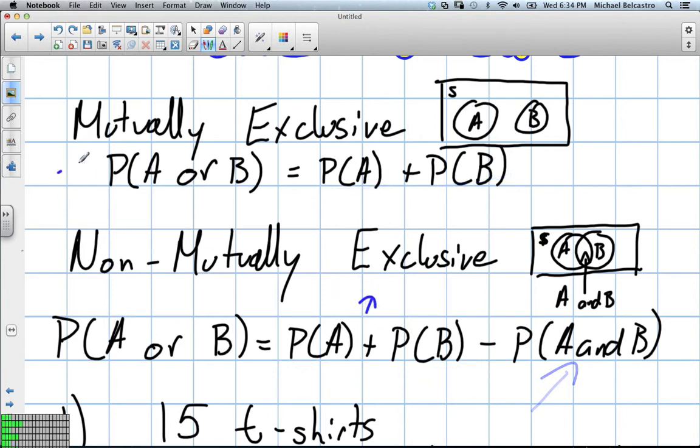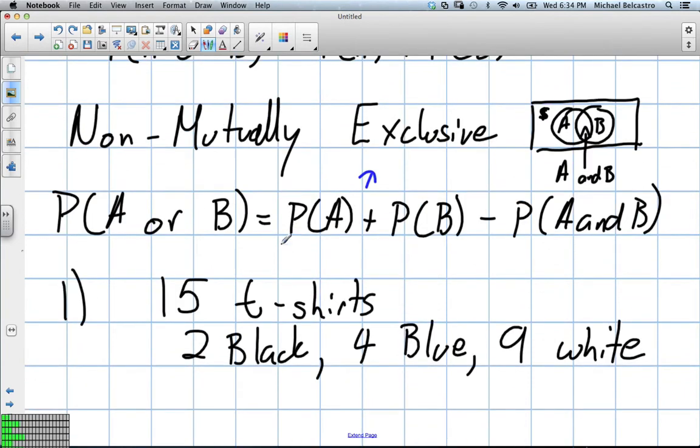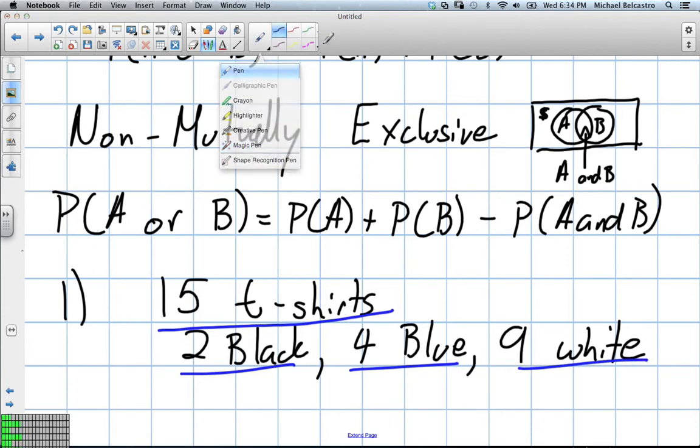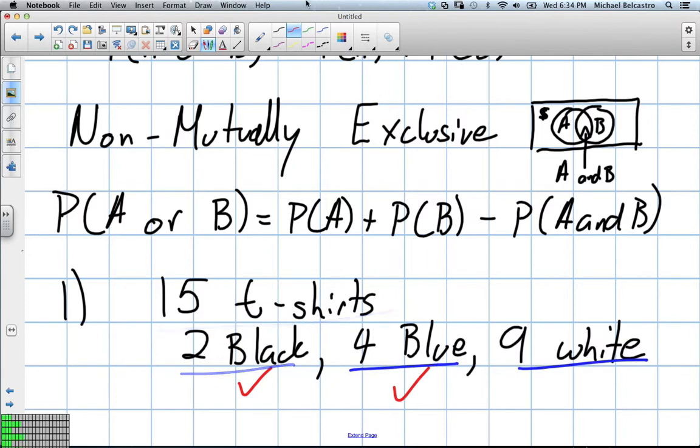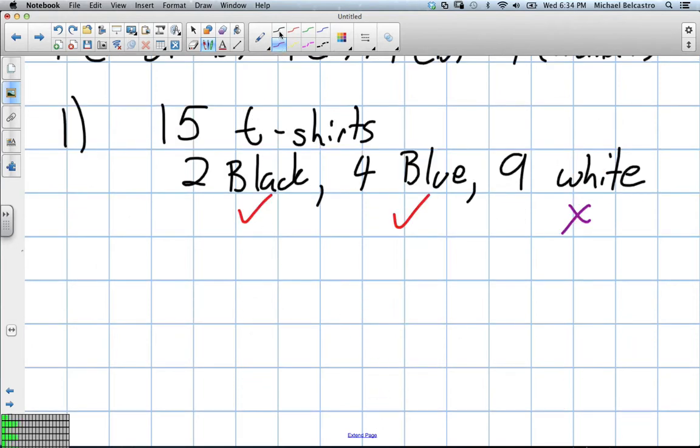Okay. So first we'll get through a mutually exclusive event. We're at a fundraiser, and they got 15 t-shirts. 2 are black, 4 are blue, 9 are white. And it just so turns out that you only like the black or blue t-shirts, you dislike white t-shirts. So what is the probability that you get a shirt you like?